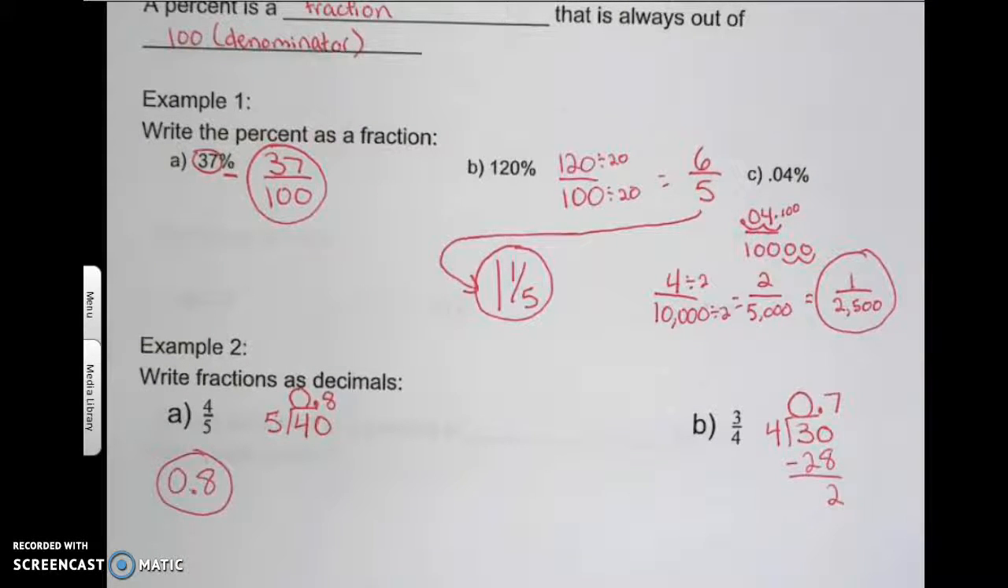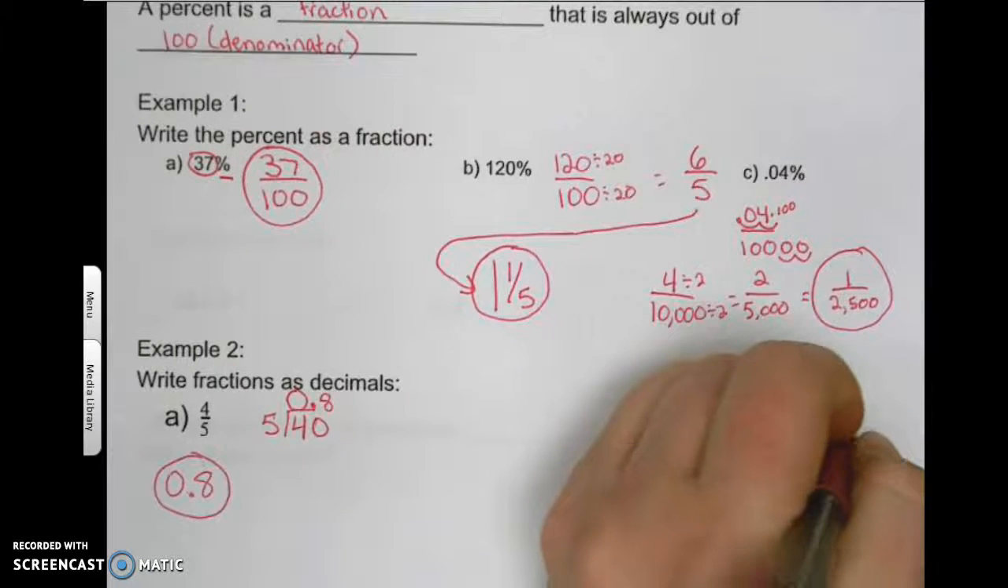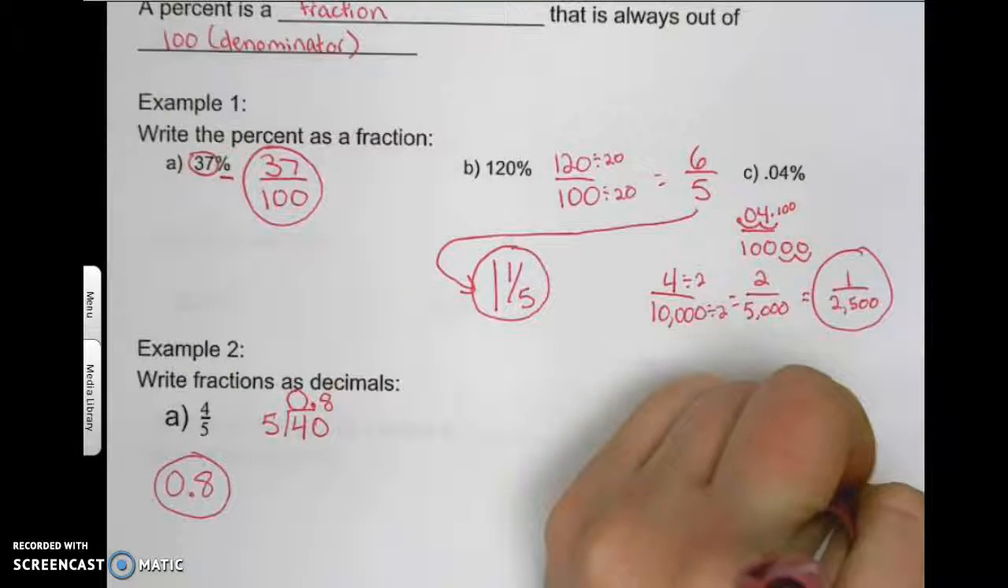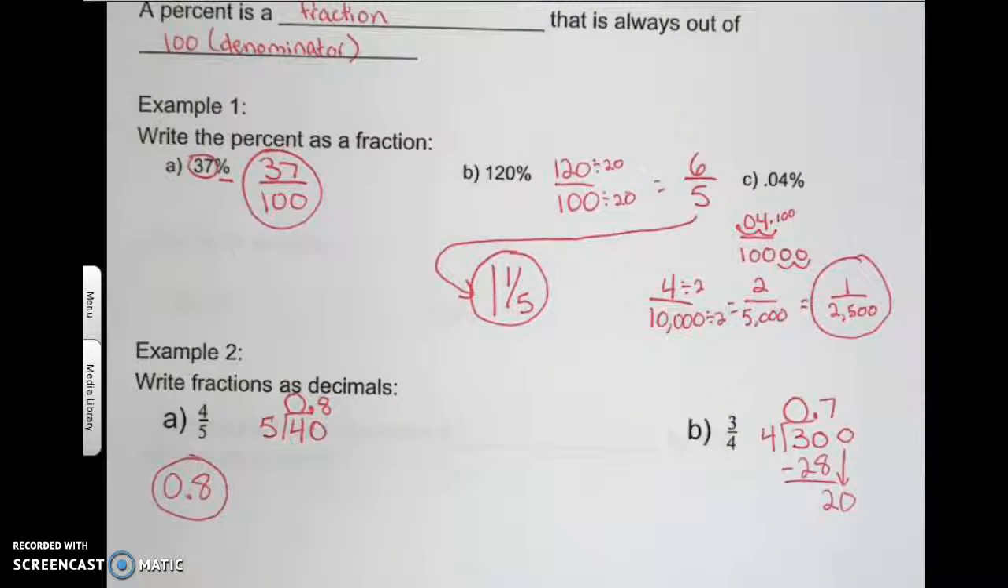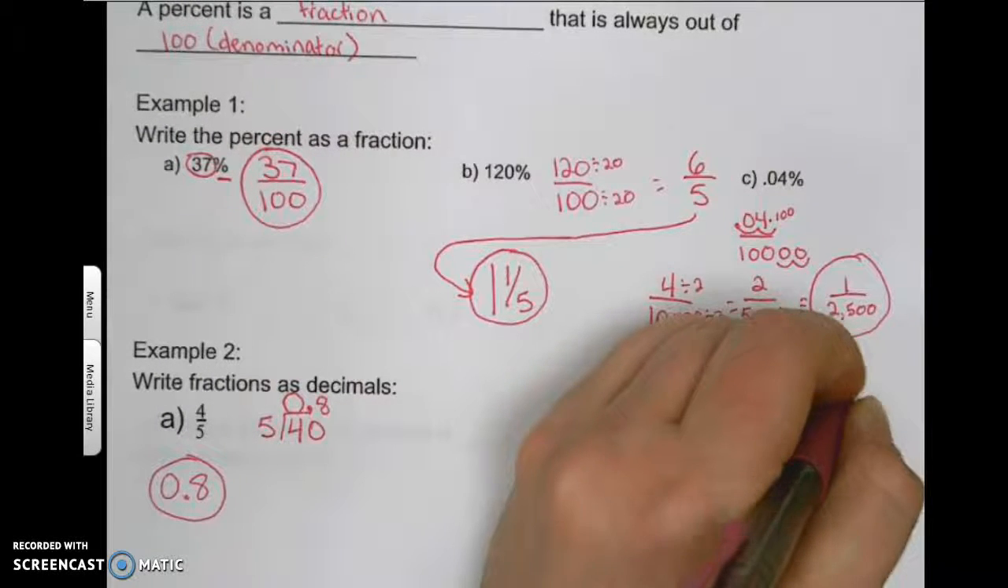Now we can keep going. We're going to add another 0 and bring it down by that 2. Now 4 goes into 20 5 times. So my final answer will be 0.75.